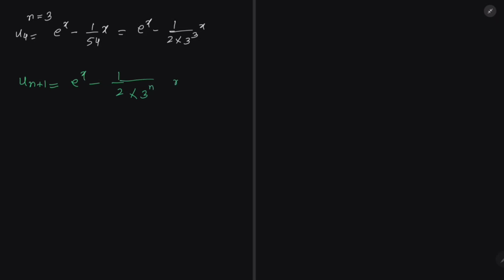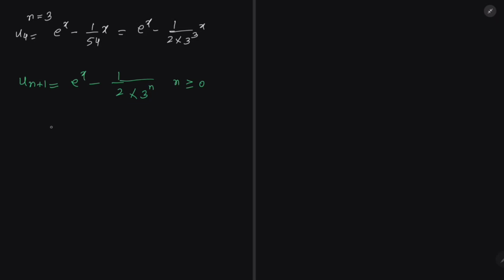Similarly, when n is equal to 3, we have u4, and the answer is e^x minus 1 over 54 x, and this can be written as minus 1 over 2 cross 3 raised to power 3 x. And the generalization, u(n+1), is e raised to power x minus 1 over 2 cross 3 raised to power n times x, where n is greater than or equal to 0.